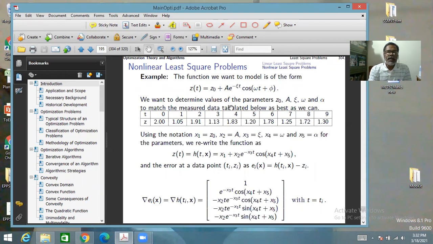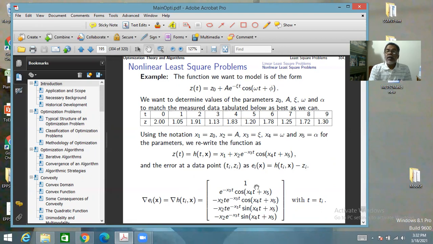So these 5 parameters, first of all, we represent as x1, x2, x3, x4, x5, and then put this function in the form of a function of scalar t and vector x. Like this. And then the error turns out to be this, and its gradient this. Just differentiate it with respect to the 5 variables, and you have got this gradient.